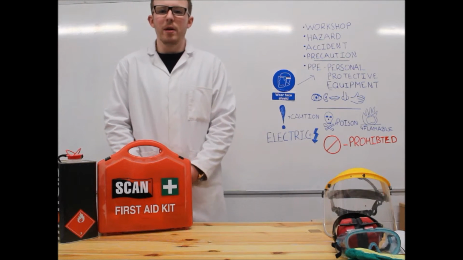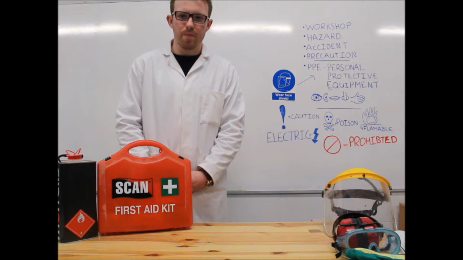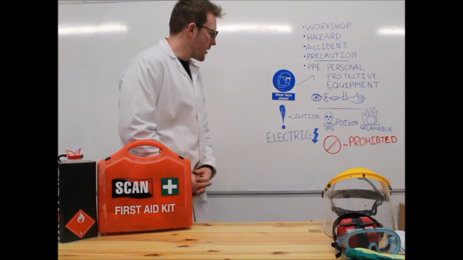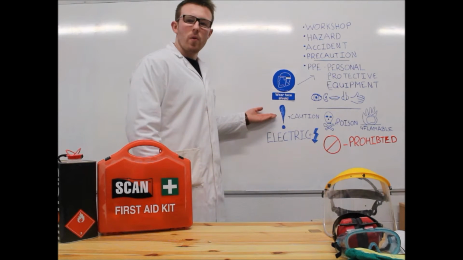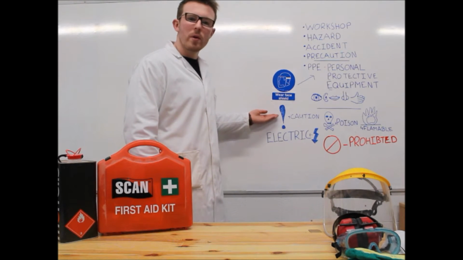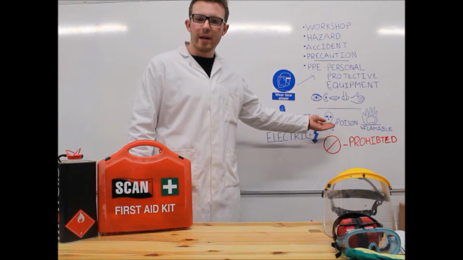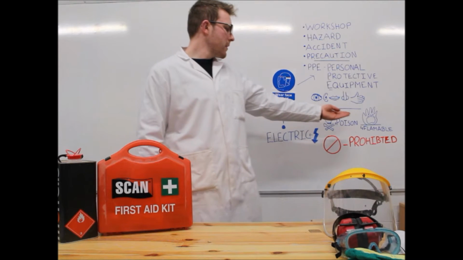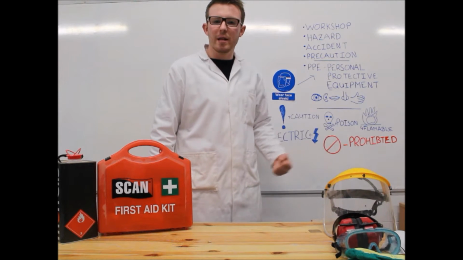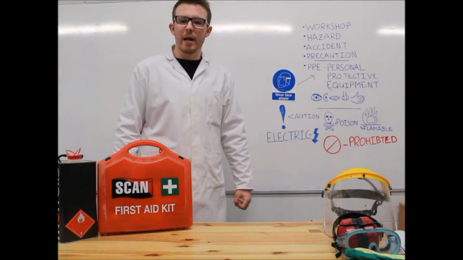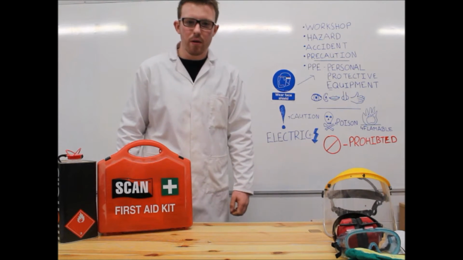Another sign that we note are caution signs. These signs are generally amber squares or yellow triangles. Look at some of these examples on the board. We have a caution sign, which is an exclamation mark, a skull and crossbones indicating poisonous material, a flame which indicates flammable material, and an electric bolt indicating electricity or current flow.